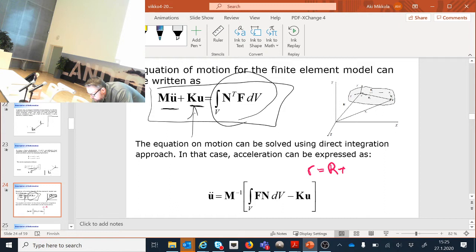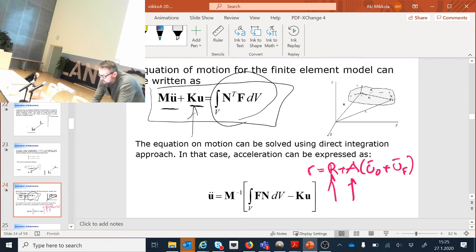In a floating frame reference formulation, the kinematics read like this. Here is my translation of my reference coordinate system. Here is a rotation of my reference coordinate system. This is where the particle is located in its undeformed configuration. And this is the description of deformation. This is exactly what I'm about to get from the finite element method.